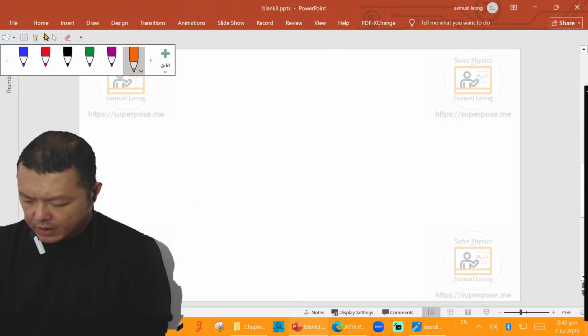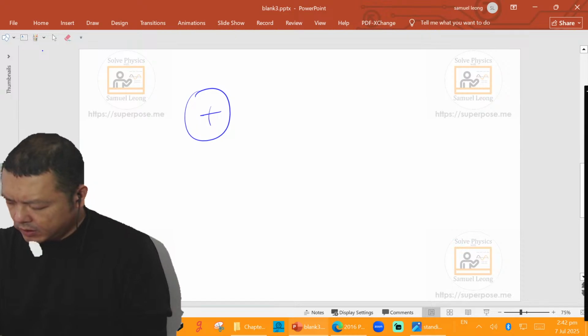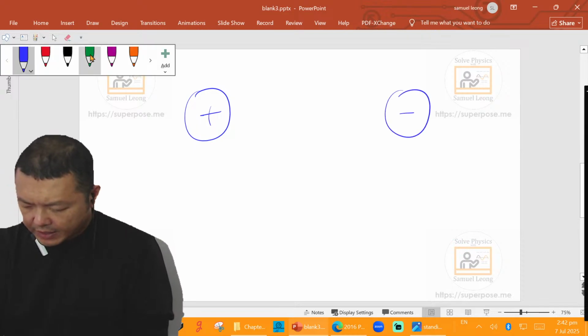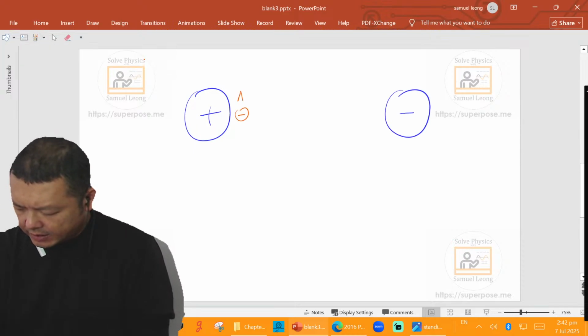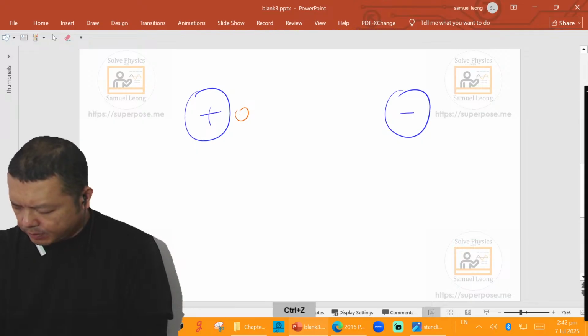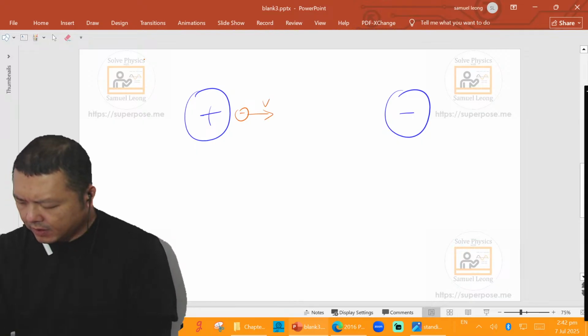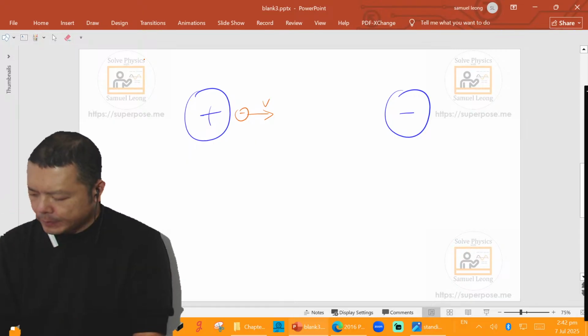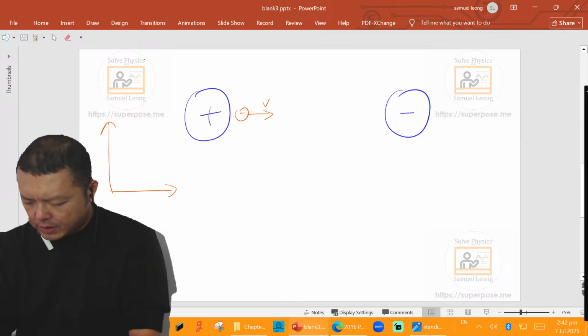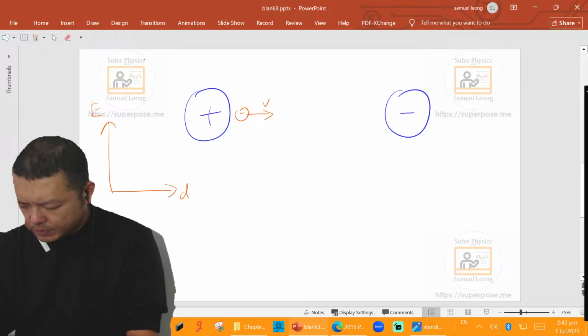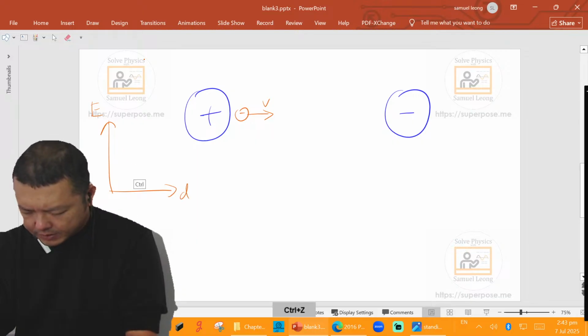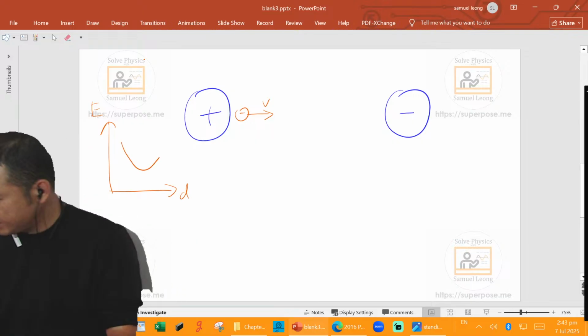You have a positive charge, you have a negative charge, and you have a tiny little charge that is being emitted with a certain speed v here like this. Okay, right? The graph shows you the E field strength between the two. It shows you something like this. It's like that, then like that.